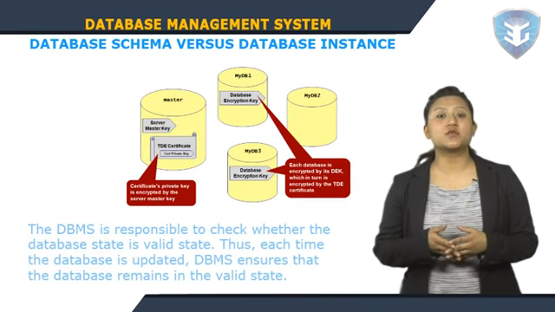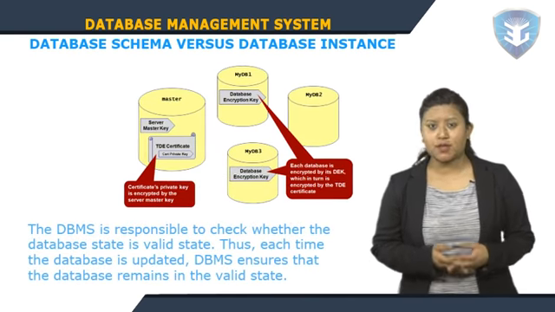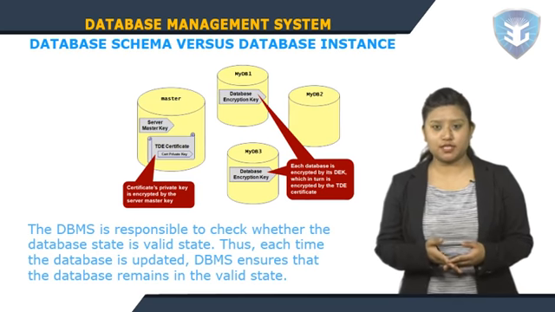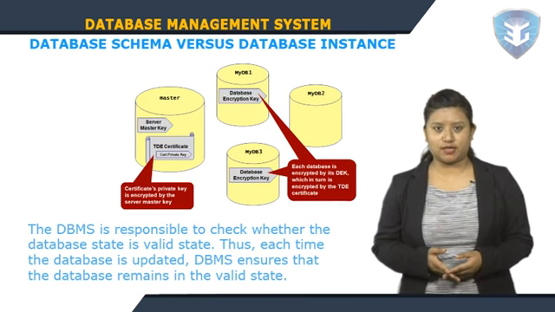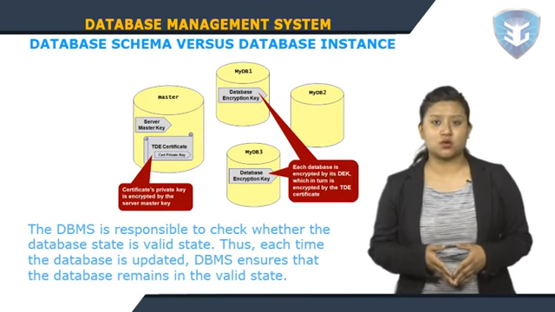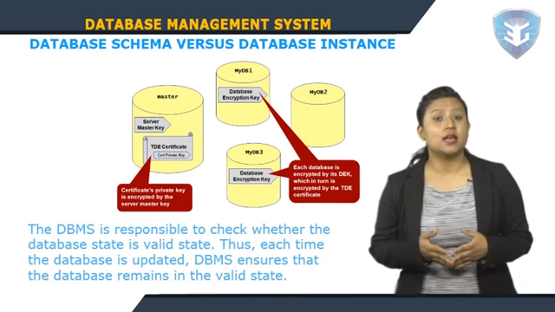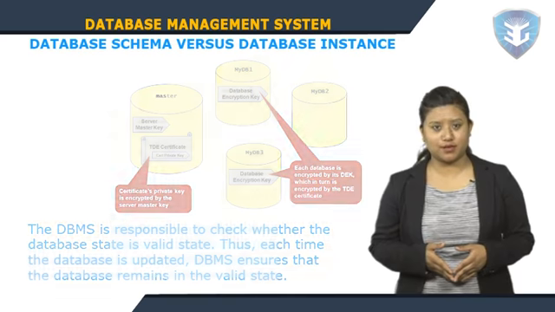The DBMS is responsible to check whether the database state is a valid state. Thus, each time the database is updated, the DBMS ensures that the database remains in a valid state. The DBMS refers to the DBMS catalog, where the metadata is stored, in order to check whether the database state satisfies the structure and the constraints specified in the schema.